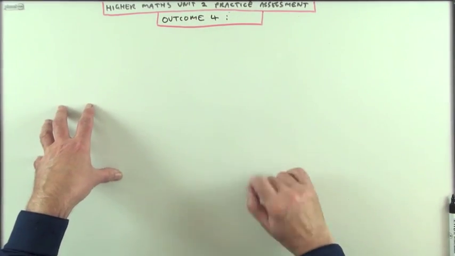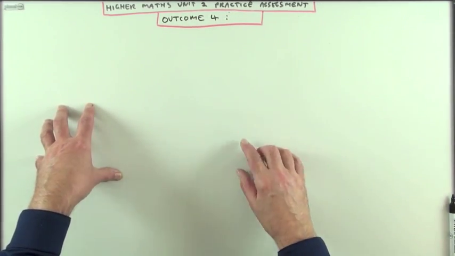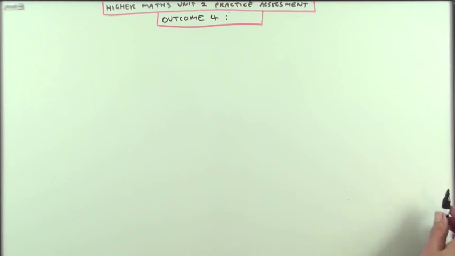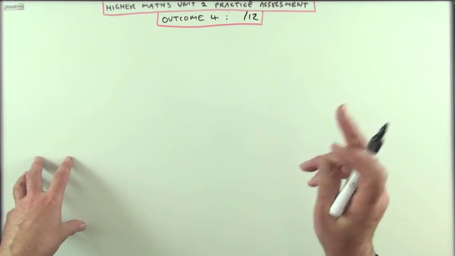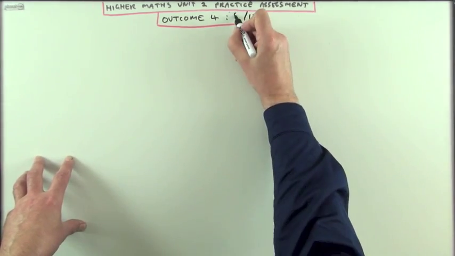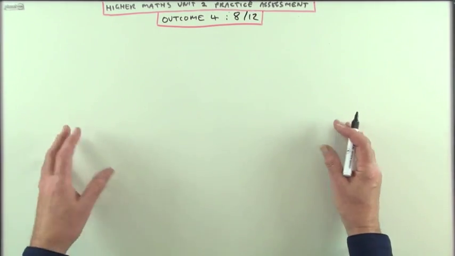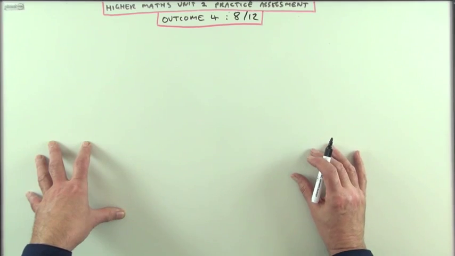So, Higher Maths Unit 2, Practice Assessment, NAB 2, Outcome 4 on the circle. Now there are 12 marks available here. In order to pass the outcome, you need to get 8 of those. And this all starts off with the equation of a circle.